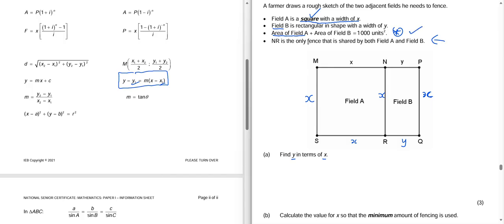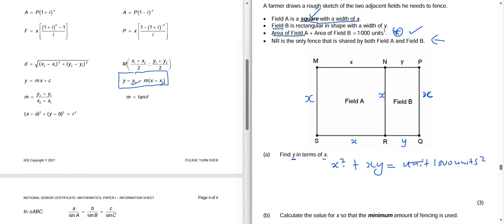The third line is that the area of field A. What is field A? That is a square. And what is the area of a square? The area of a square is x times x, so that is x squared. Plus, area of field B is x times y, so that is xy. Should be 1000 units squared. So the idea is to find y in terms of x.